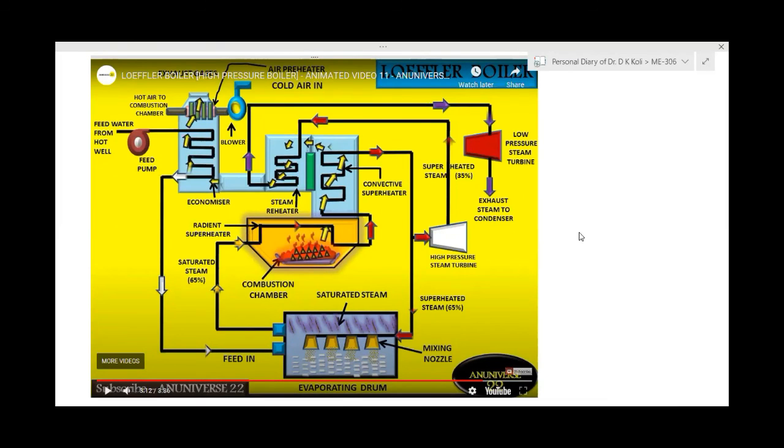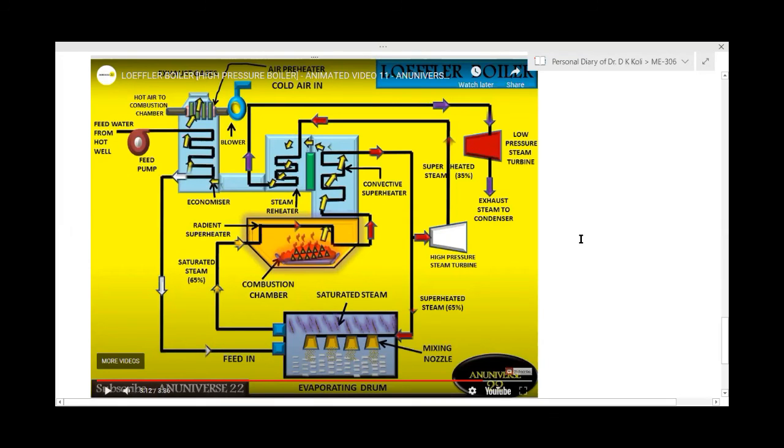But the Loeffler boiler is particularly useful where there is the formation of the salt layer and the water is containing a lot of salt in it. So in such areas, we use the Loeffler boiler where the heat of the superheated steam is directly used to evaporate the water in the evaporation drum.